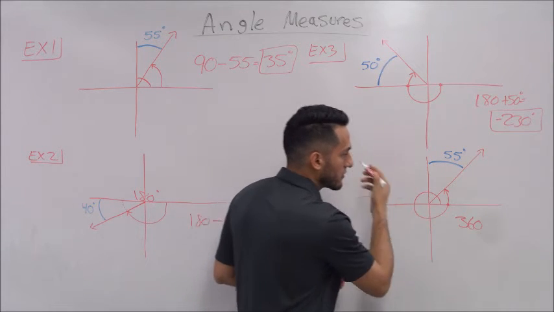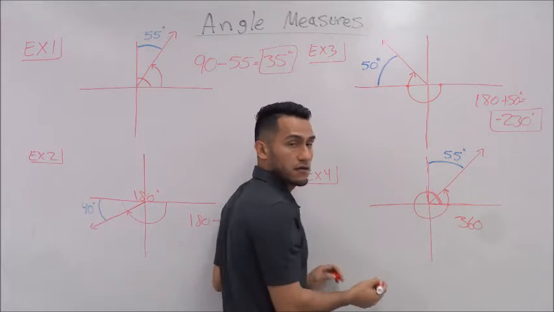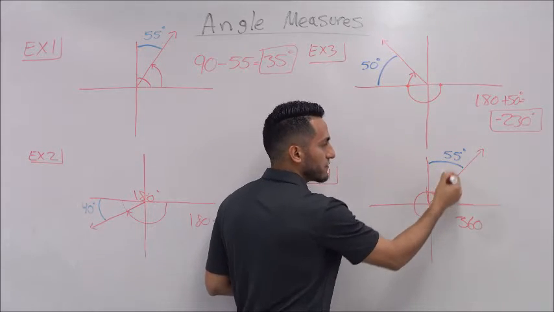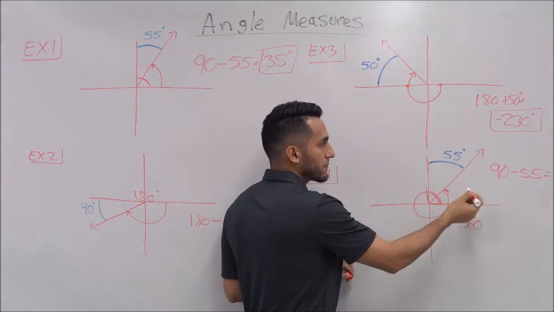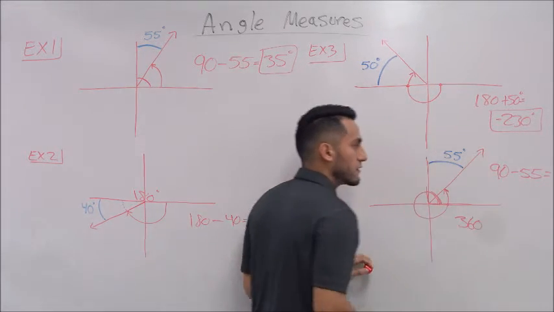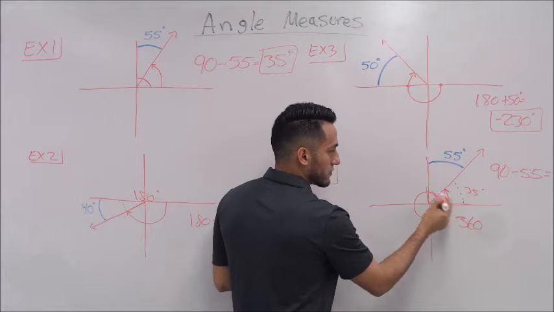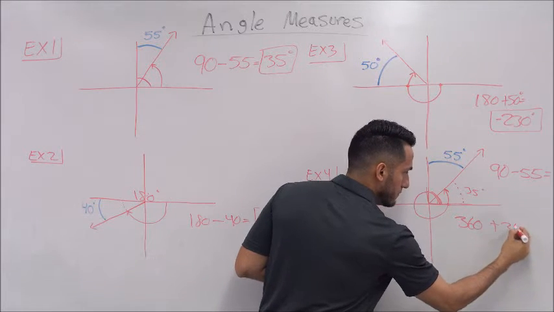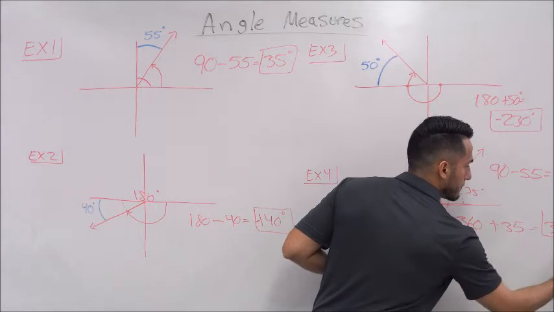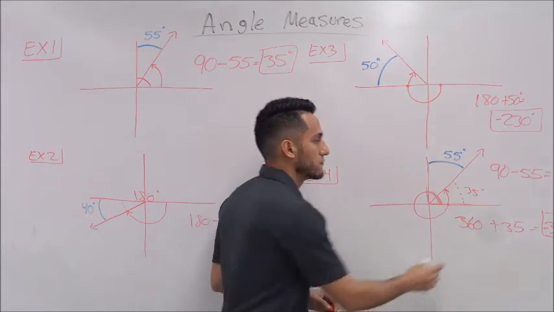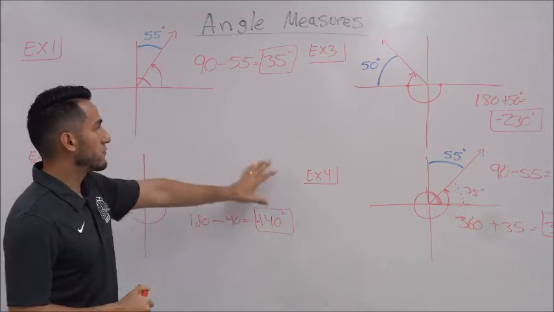Similar to example number 1, we know that all of this is 90 degrees right here. So if we know that this is 90 and this piece is 55, 90 minus 55, that's how we're going to get this extra piece right here. So we get 35 degrees. But now that 35 is this piece right here. So we got to add that to the whole 360 that we already have. 360 plus 35 is going to be 395 degrees. So these are the 4 examples that we have right now.